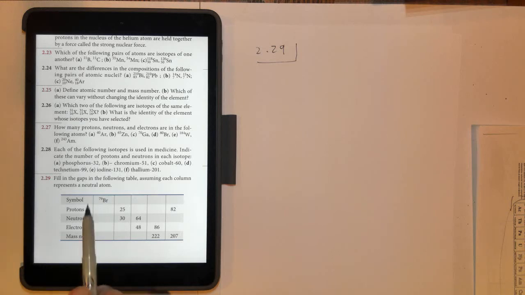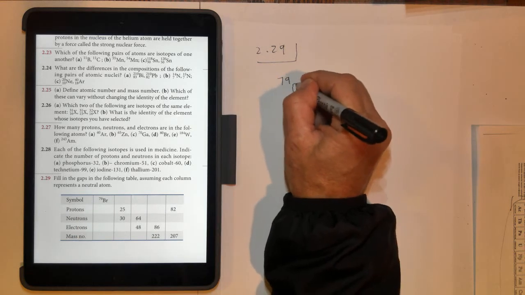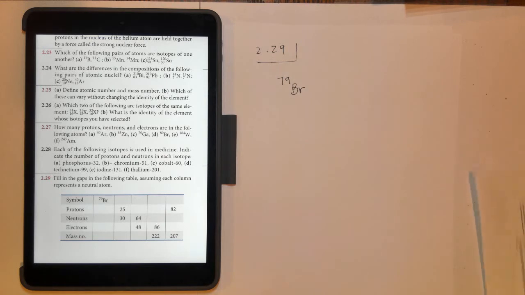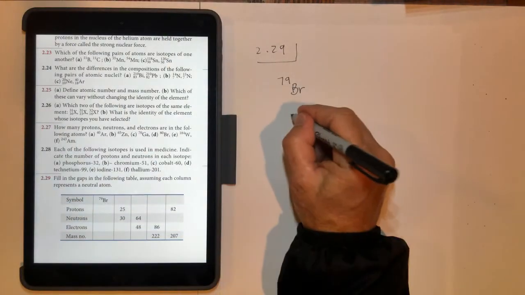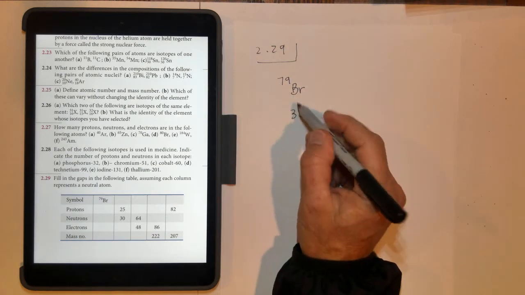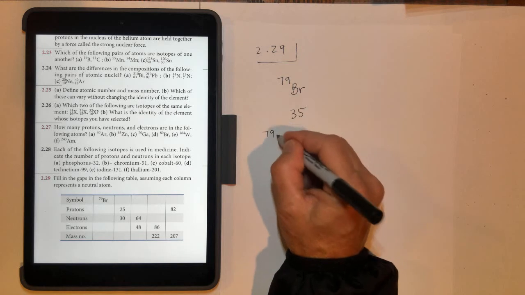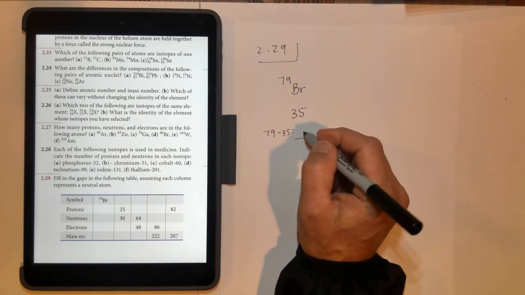2.29, fill in the gaps to the following table, assuming each column represents a neutral atom. First, the symbol is Br with a 79 up here. I can look on the periodic table and find bromine is element number 35, so that gives me 35 protons right here. To find the number of neutrons, I would take 79, the mass number, minus 35 to find the number of neutrons that are in the nucleus.